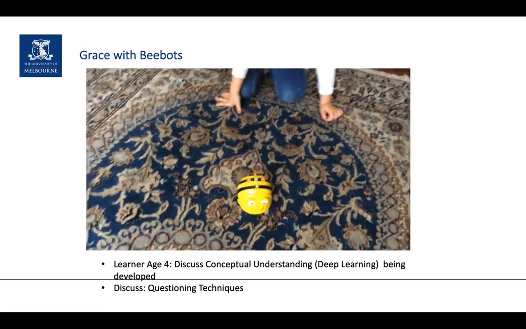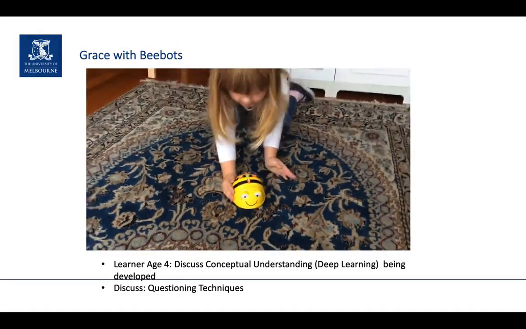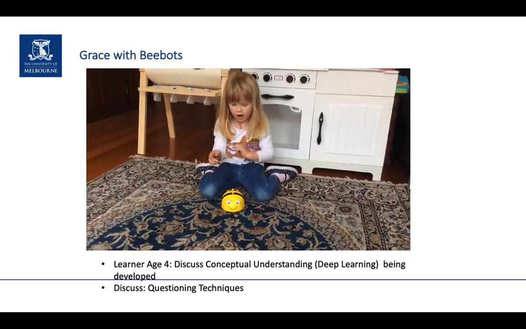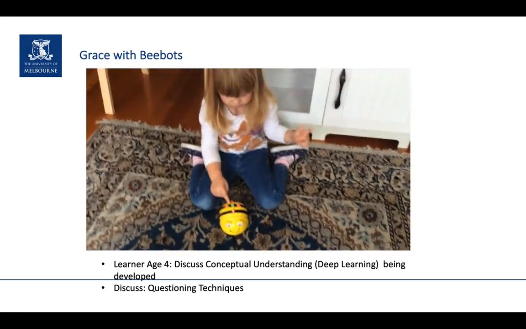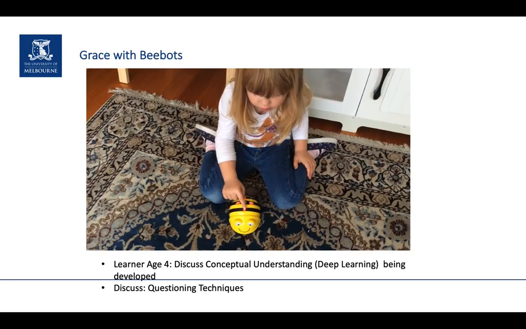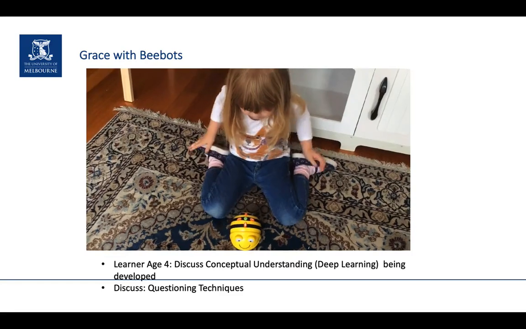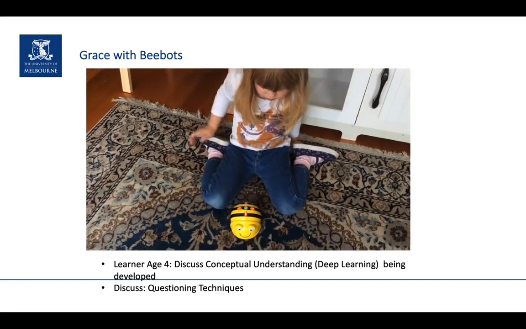Okay, and what are you going to do next? Now I'm going to make it go straight and then turn right. Okay, how would you do that? So we press the straight button and then do the right button. The left button. Now go.